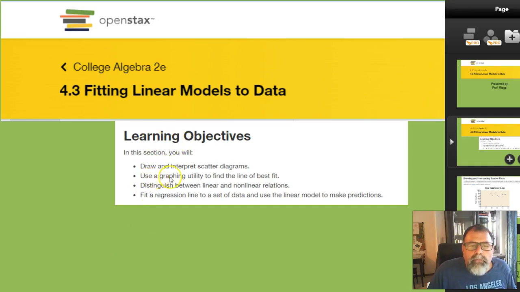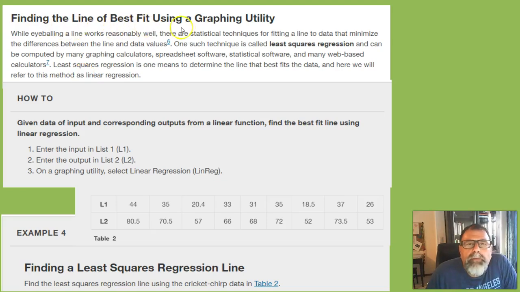Next learning objective: use a graphing utility to find the line of best fit. Finding the line of best fit using a graphing utility. While eyeballing a line works reasonably well, there are statistical techniques for fitting a line to data that minimizes the difference between the line and the data values.